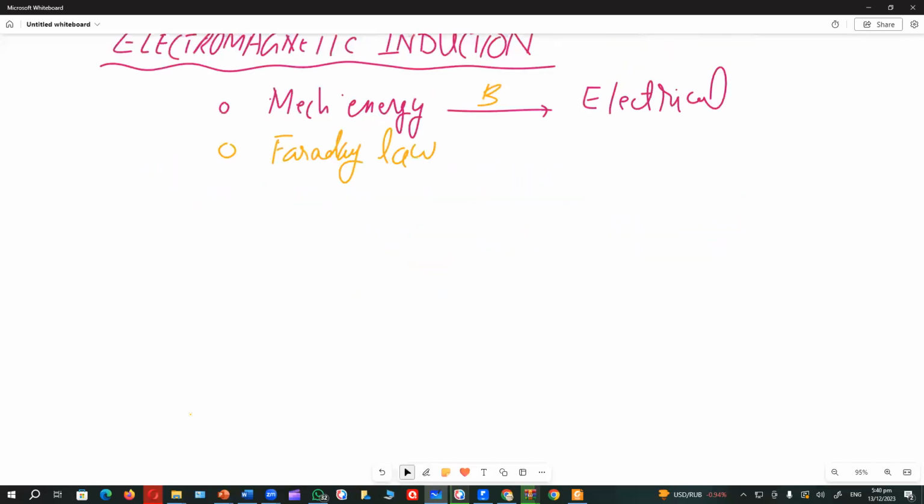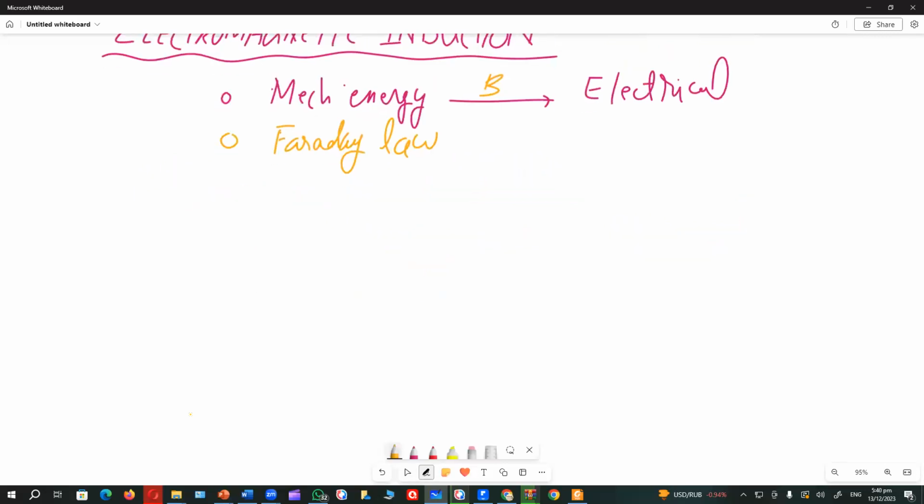The chapter orbits it. Faraday law says that induced EMF is directly proportional to the rate of change of flux. So we have a formula, E is equal to minus N phi upon T. This is called Faraday law. There is a negative sign. Why is there a negative sign? This is according to Lenz's law.